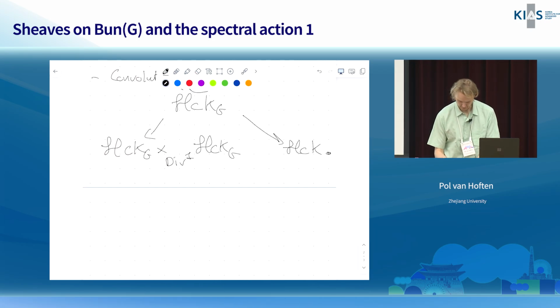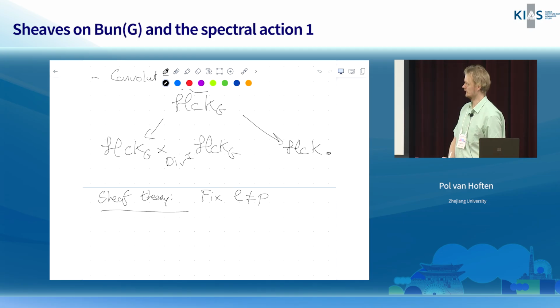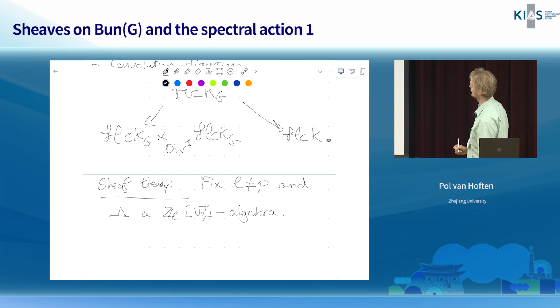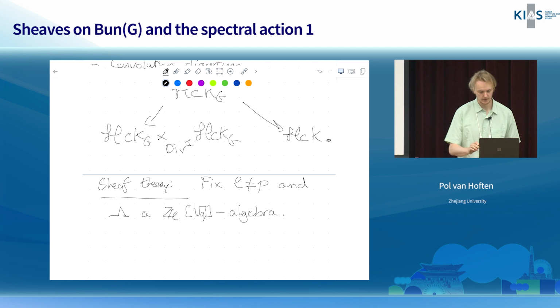Okay, so let's talk about sheaf theory. I fix some L not equal to P, where P is the characteristic of my F_q. And I want Lambda some Z_L-algebra, maybe with a adjoined square root of q. So I need to tell you what sheaf theory I'm using, and that's a complicated point.